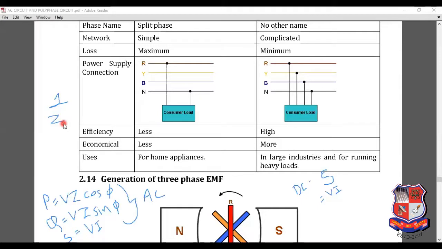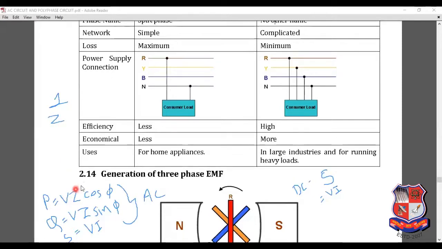The second definition of power factor is what? It is a ratio of resistance to impedance. And the third definition of power factor is what? It is a ratio of reactive power to apparent power. These three types of powers are there. P is equal to VI cos phi, active power. Q is equal to VI sin phi, reactive power. And S is equal to VI, that is nothing but the apparent power.